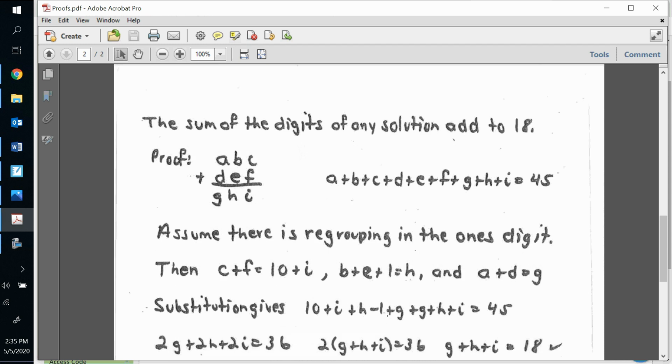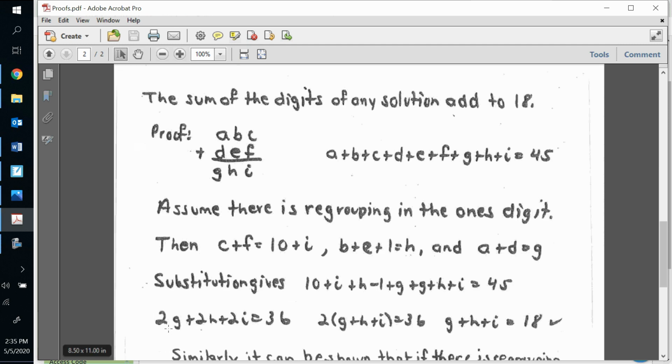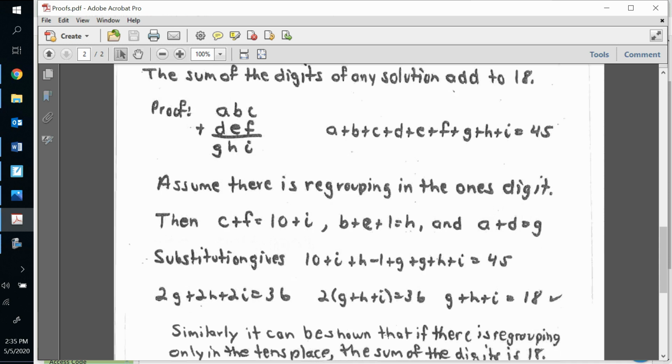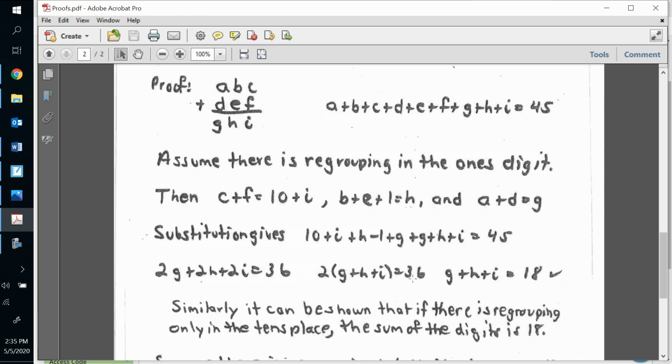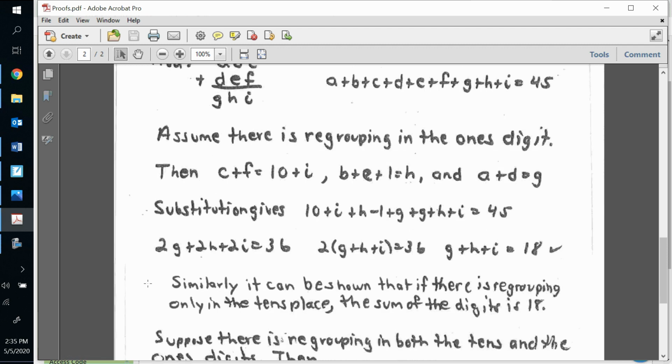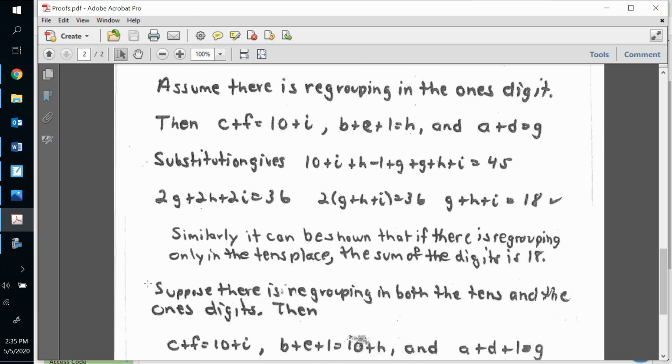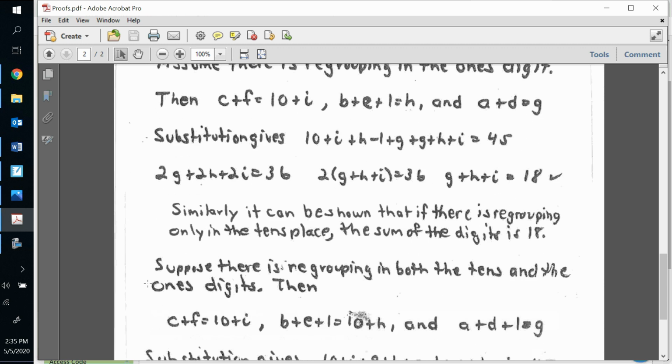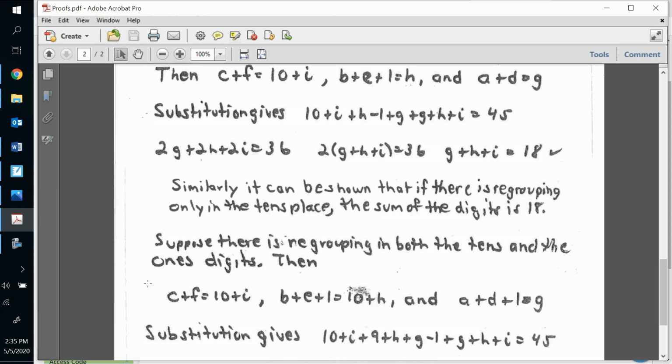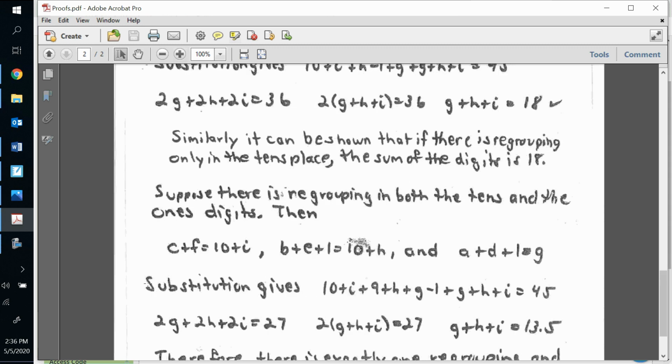Well, if you move your constants over to the other side, so add the 1 over, subtract the 10, we end up with 2H, 2G, and 2I is going to give us 36. And then notice when we divide it over, G plus H plus I will give us 18. So that proves that the sum of the digits in your solution is going to give you 18. And you could do the same idea for the tens place, but not in the hundreds place.